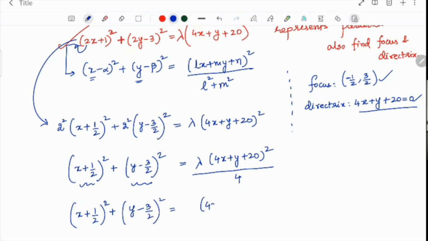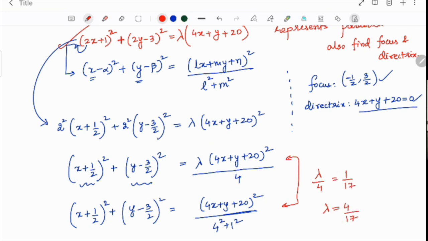So if my directrix expression is 4x plus y plus 20, what should come here? Directrix expression squared divided by x coefficient squared plus y coefficient squared. What is the y coefficient here? 1. Plus y coefficient squared. So it should be 4 square plus 1 square. Here, what is the lambda by 4? Actually, it is supposed to be 1 by 17. So comparing this, you will understand that lambda by 4 is equal to 1 by 17. So what is the lambda value? 4 by 17. Did you understand this one?